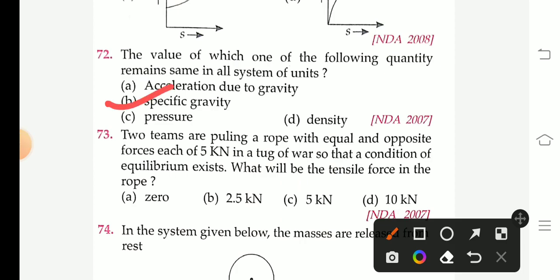Two teams are pulling a rope with equal and opposite forces, each of 5 kN, in a tank of water, so that a condition of equilibrium exists. What will be the tensile force in the rope? 5 kN.